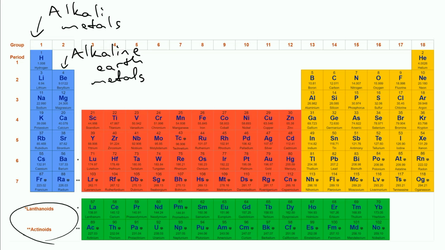Now we're going to jump on over to the other end of the periodic table. Group 18 elements are the noble gases. Okay, so they are all gases. Now what does noble mean? Well, noble doesn't actually mean that they descended from royalty.